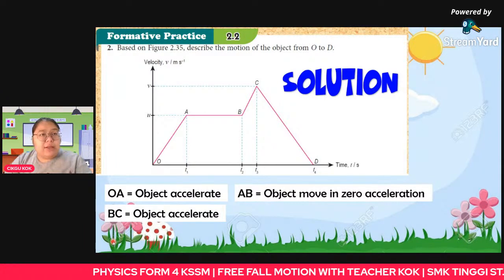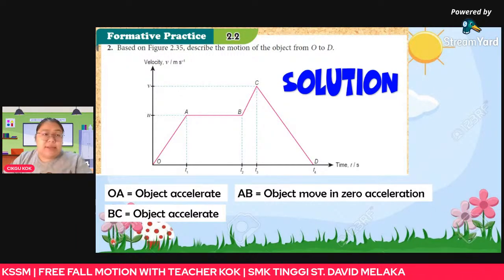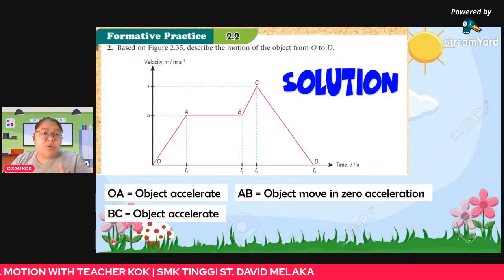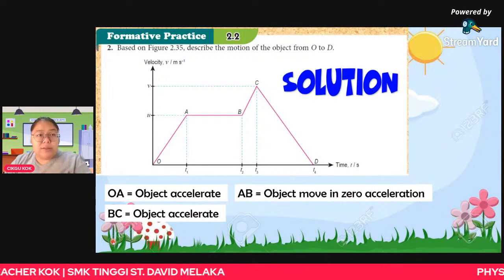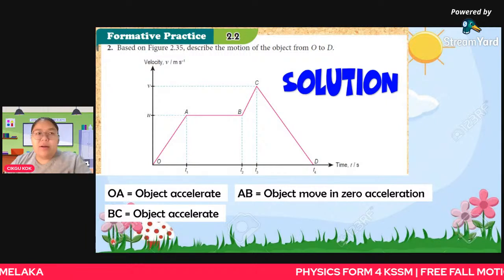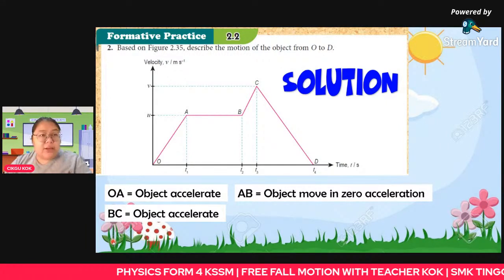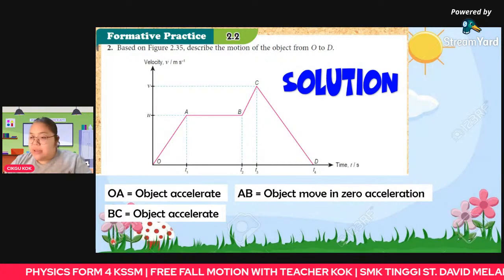Okay, object decelerate. Yeah, correct. Object decelerate. You can say decelerate. Uniform also can, because uniform means a constant number. Velocity decreases and decelerate. Wow, very fun. Everybody also understands the question already. Okay, now everyone has already given me the correct answer.